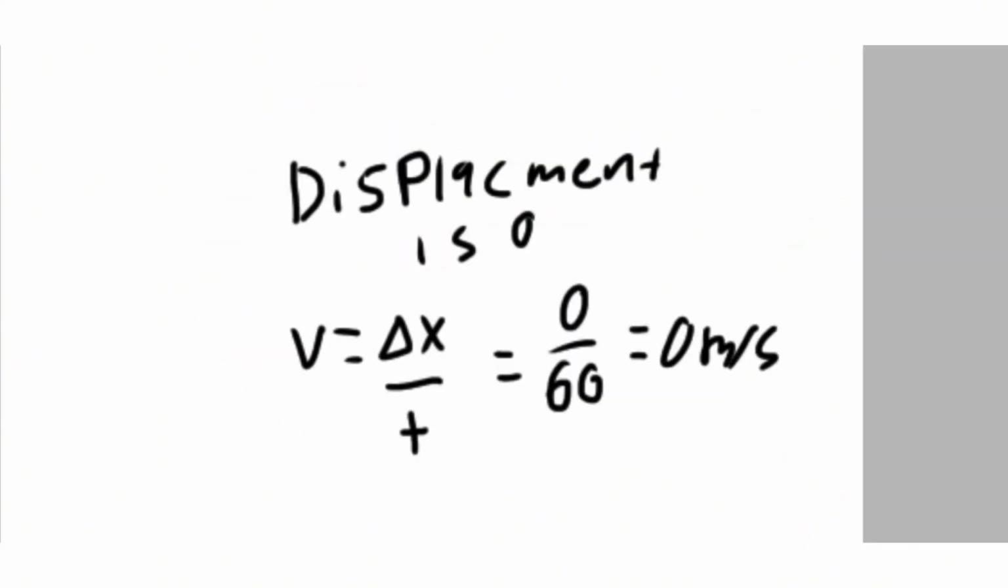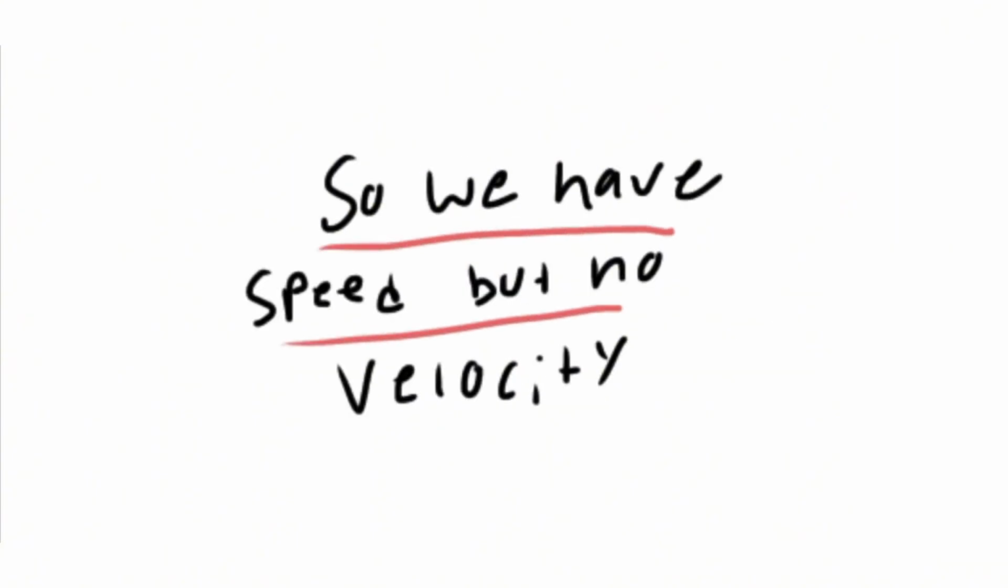Now, let's take this same scenario, but this time try to find velocity. Well, because we ran in a circle, our displacement would be 0. So, we use the formula for velocity, which is displacement over time, and we get 0 meters per second for our velocity. We have speed, but no velocity. What does this mean? Well, if you have speed, but no velocity, it tells us that you're moving, but your direction is constantly changing. Like if you're running in a circle, which in this example we were.